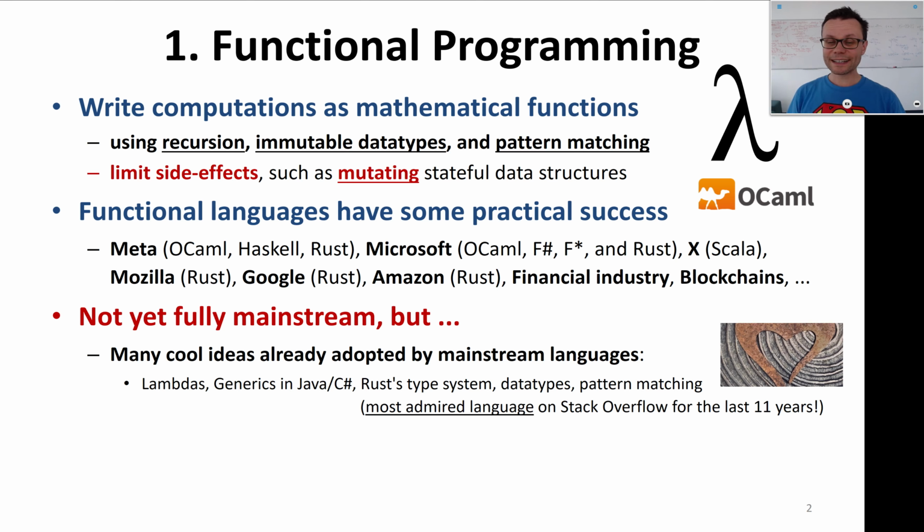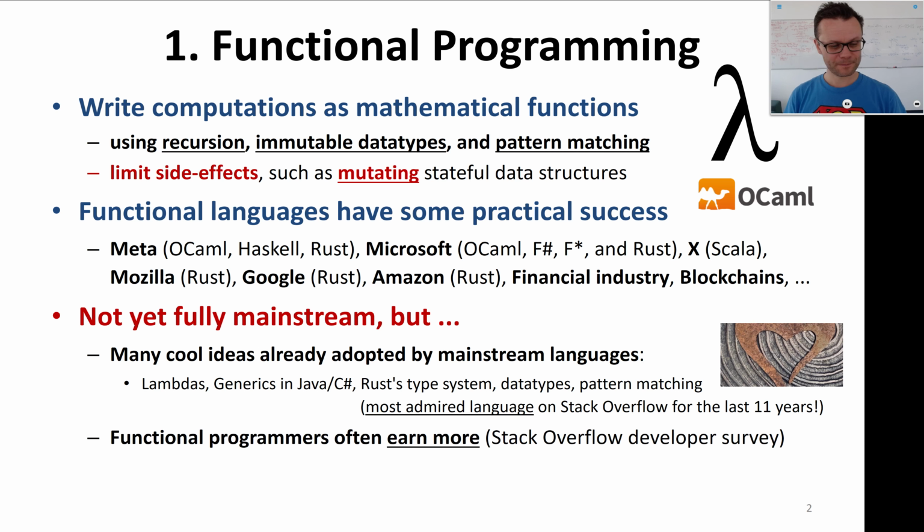So lambdas, so these anonymous functions that can be passed as arguments, generics in Java or C#, and the type system of the Rust programming language is very much inspired by functional programming. Rust offers also lambdas, generics, data types, pattern matching, so can be seen as a functional programming language. And is also one of the most admired languages on Stack Overflow for the past 11 years. So these ideas are very cool and people love them.